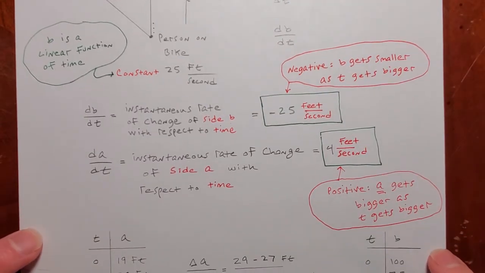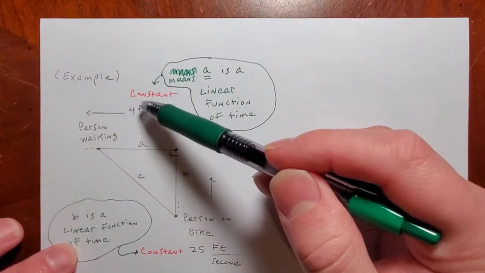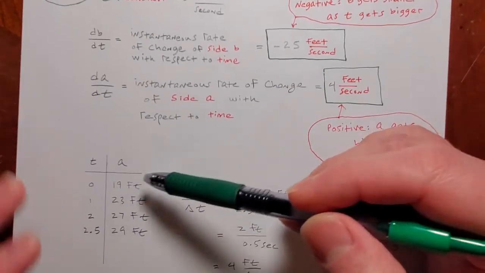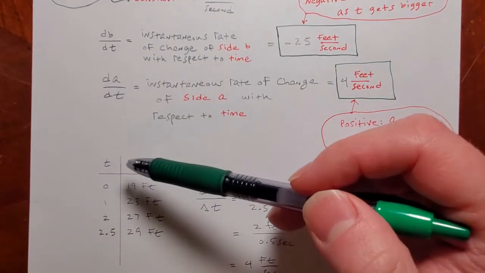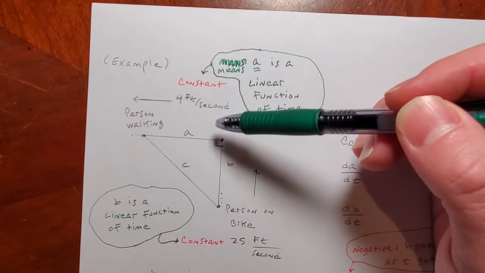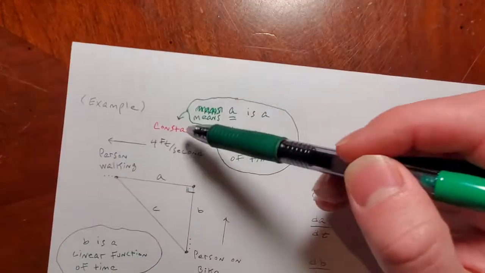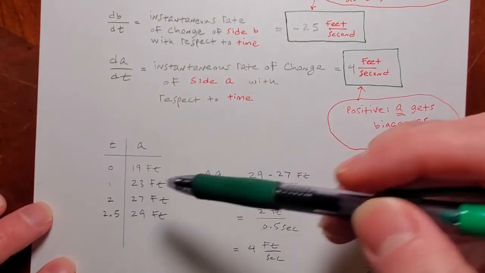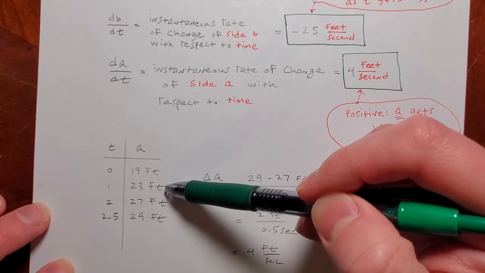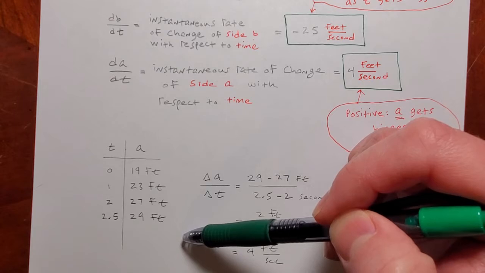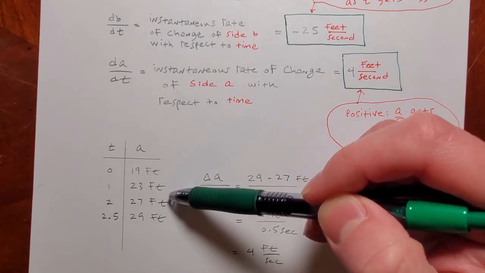So think about it like this. What do we mean if there's a constant rate of 4 feet per second? What would that look like? For example, let's say at time t equals 0, A is 19 feet, meaning from here to there is 19 feet. Then if you're moving at a constant 4 feet per second, that means no slowing down, no speeding up, so after 1 second, you'd be 4 feet further down. So it'd be from 19 to 23. And then another second after that, 4 more feet, so 23 to 27.